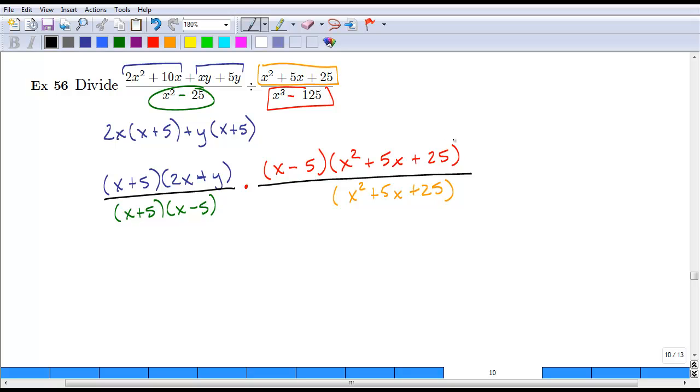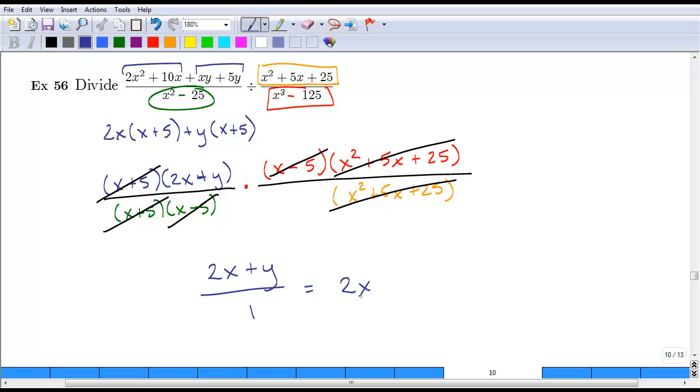So now we can go through and simplify. Like I just said, the x squared plus 5x plus 25 is going to divide to be 1. X minus 5 divided by x minus 5 is going to divide to be 1. X plus 5 divided by x plus 5 is going to divide to be 1. And we're going to be left with simply 2x plus y over 1 technically, or you can just write it as 2x plus y.